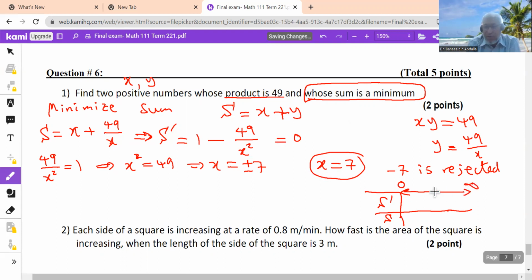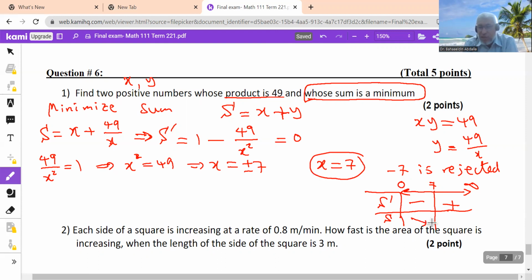It goes to infinity. Now, what is the critical number? It is 7. Choose a number greater than 7, 10, for example. 1 minus 49 over 100. 49 over 100 is less than 1, so it will be positive, because 1 minus something less than 1 is positive.